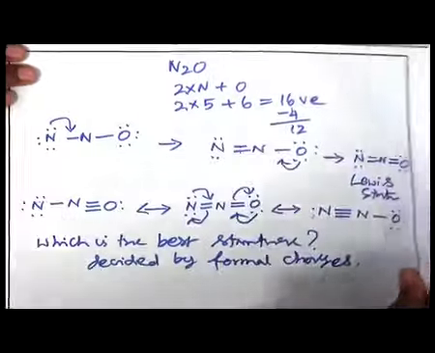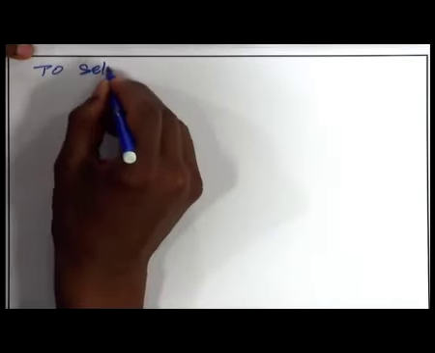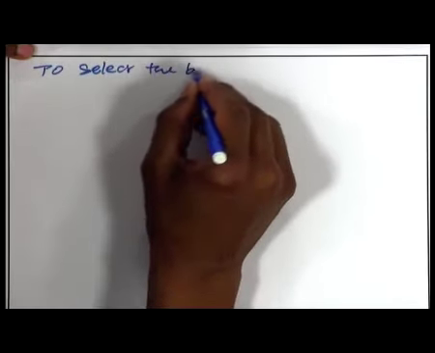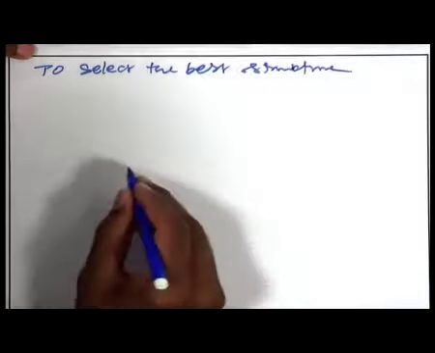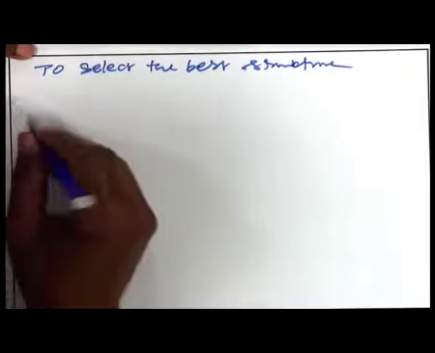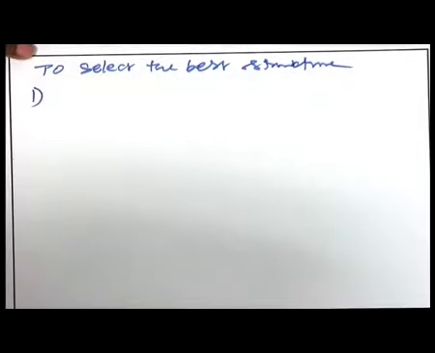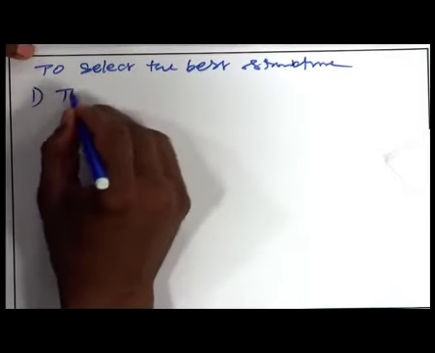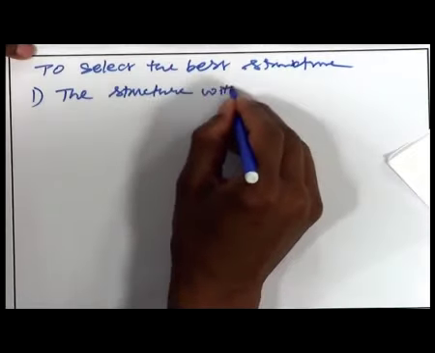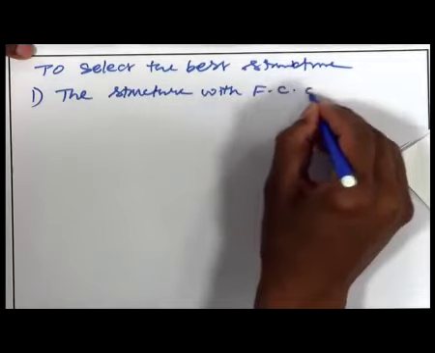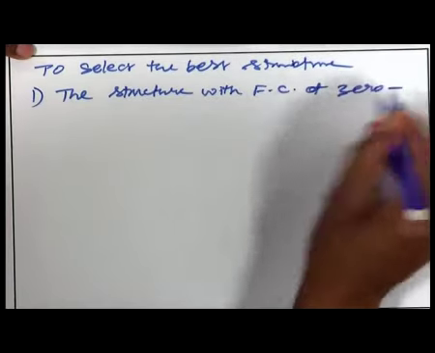Let us see that. To find out the actual structure, you have to follow certain rules to select the best structure. To select the best structure, you have to follow the following steps. The structure with formal charge of 0 is preferred.